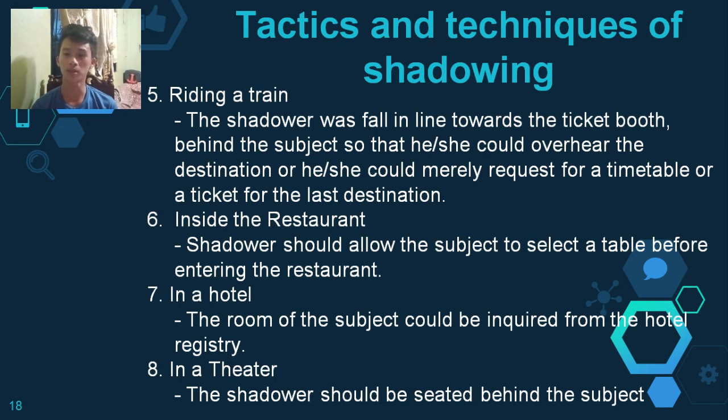So another tactics and techniques in shadowing. Number 5, riding a train. In riding the train, the shadower falls in line towards the ticket booth behind the subject so that he or she could overhear the destination, or could merely request a timetable or a ticket for the last destination.